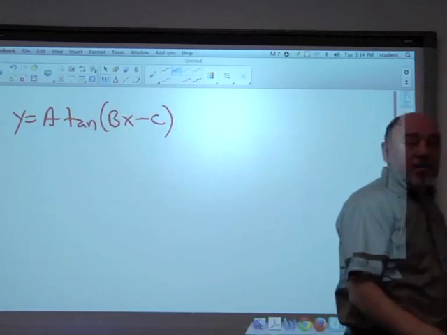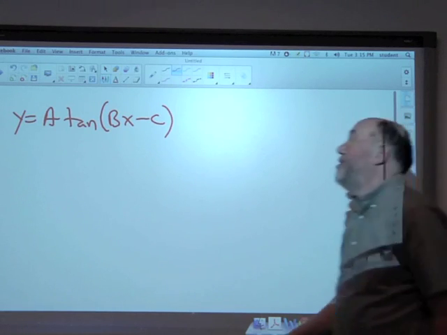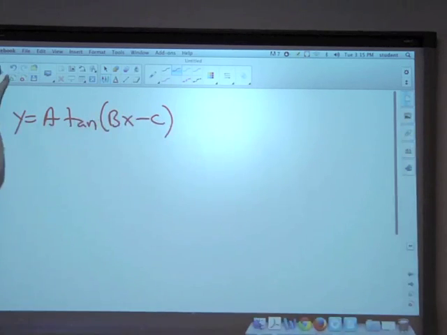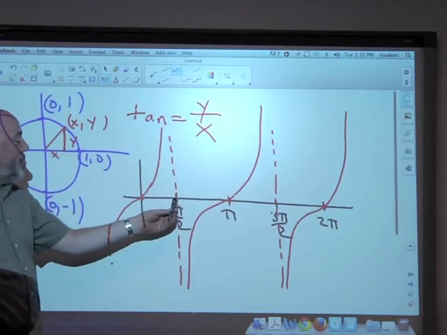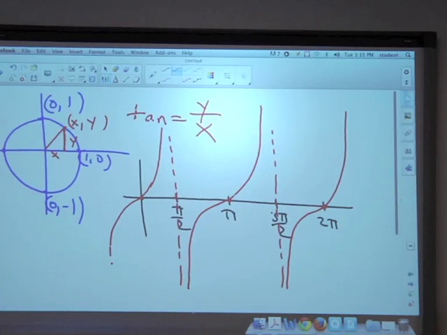Tangent really doesn't have an amplitude because after all it goes off to infinity. The same with cosecant and secant. They don't have an amplitude. They go to infinity. Right? But for these ones, all I need to know in order to draw my tangent graph is where these are. Once I know where those are, drawing the tangent graph is easy. So that's what we figure out.